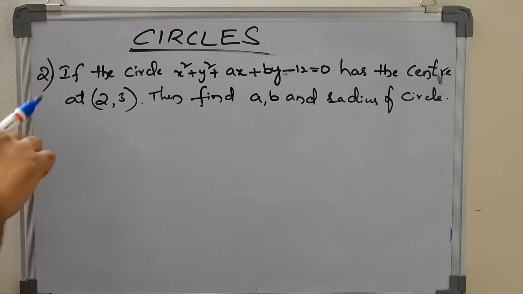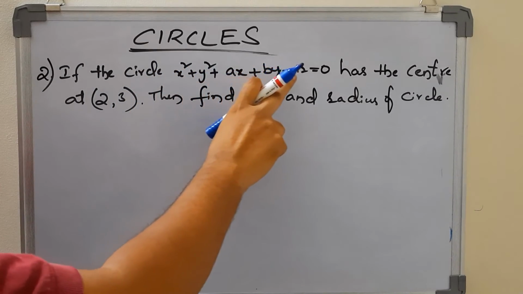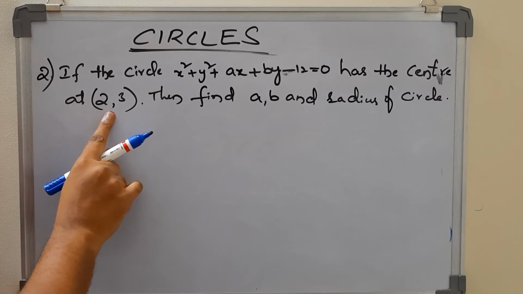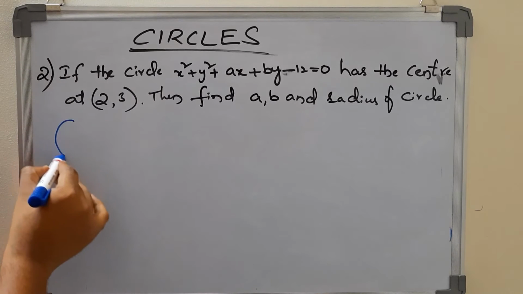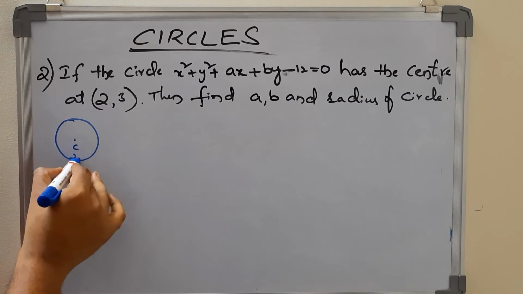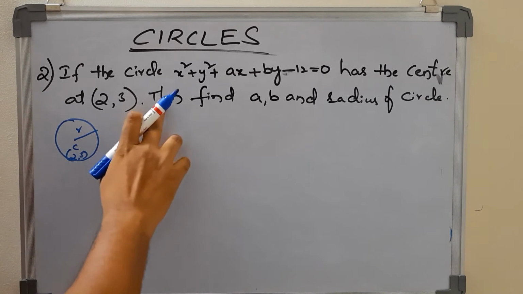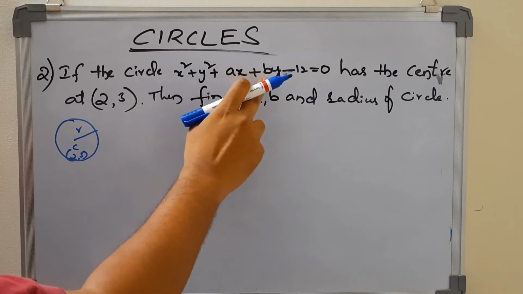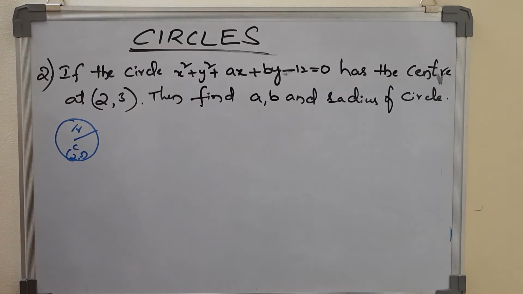The second problem is, if the circle x square plus y square plus ax plus by minus 12 is equals to 0 has the center at (2, 3). So he has given the center for the circle. Consider this as a circle. This is the center, right? What is the center here? (2, 3). And this one is the radius. Find a comma b. That means we have to find these values and the radius of the circle.